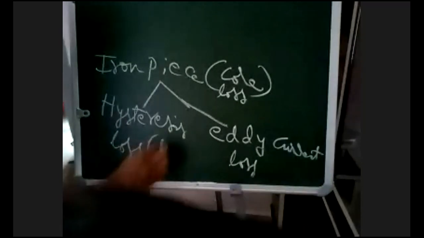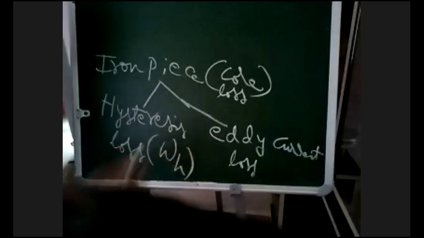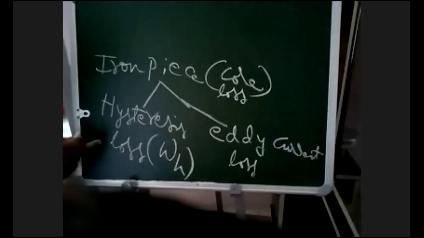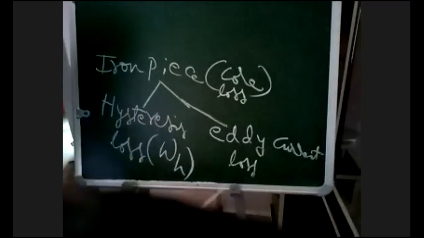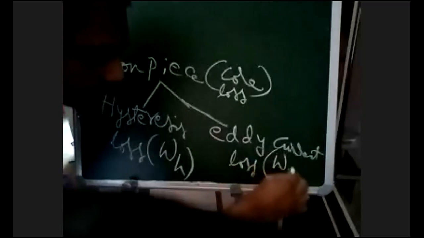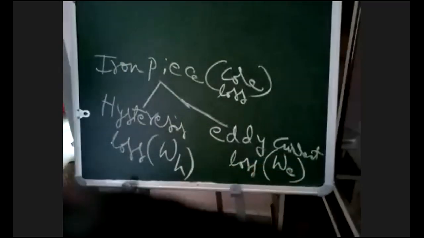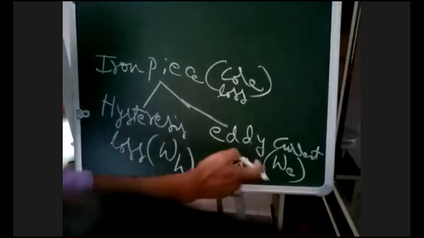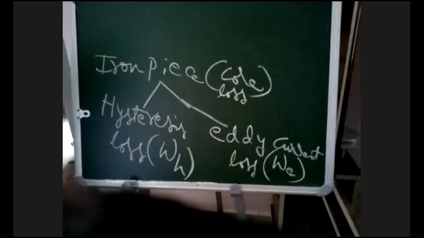Hysteresis loss, I am representing it as WH. This is the power loss. Hysteresis loss is power loss. Eddy current loss is also power loss. WH I am representing power loss here, and here I am representing WE. Or we can also represent it PH, hysteresis power loss, or PE, eddy current power loss. Generally in textbooks they will write it as WH and WE, hysteresis loss and eddy current loss.